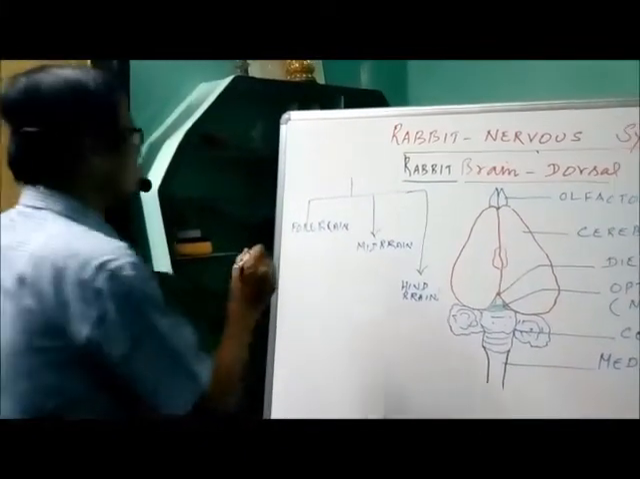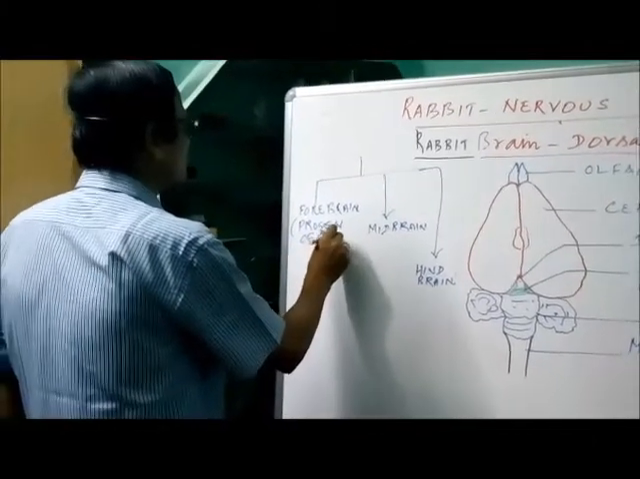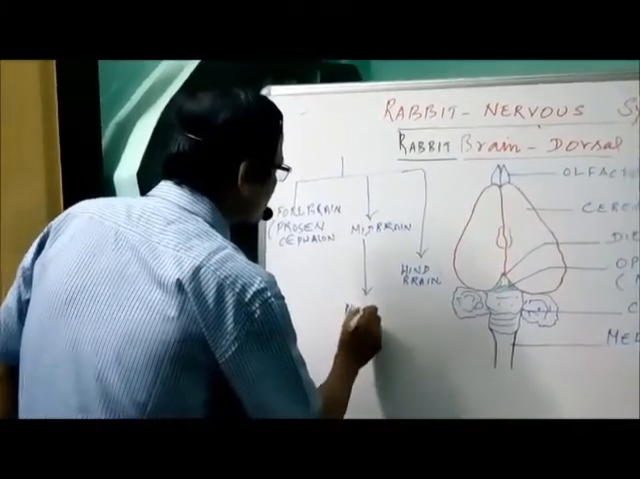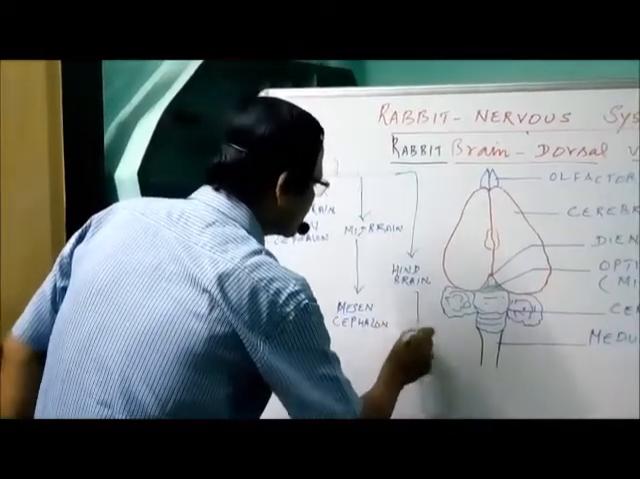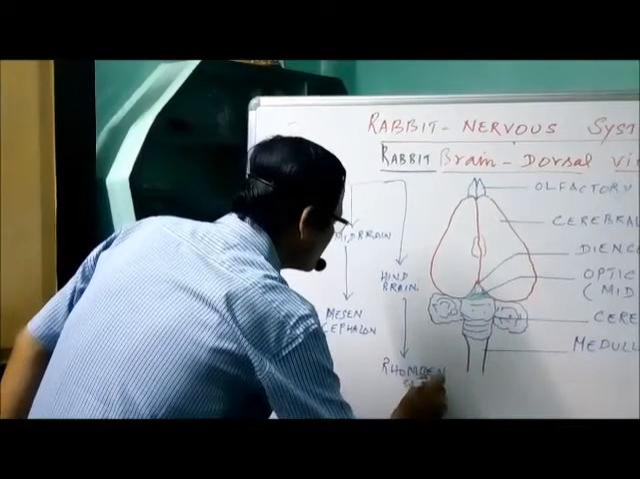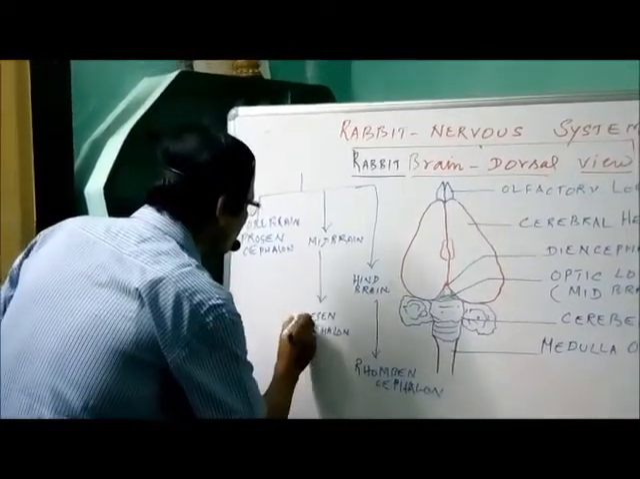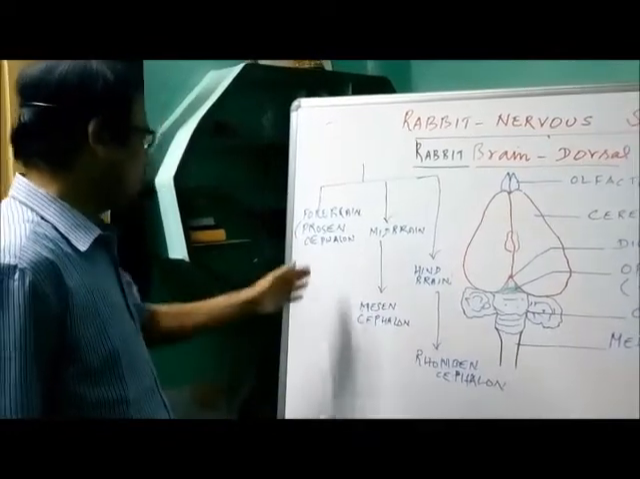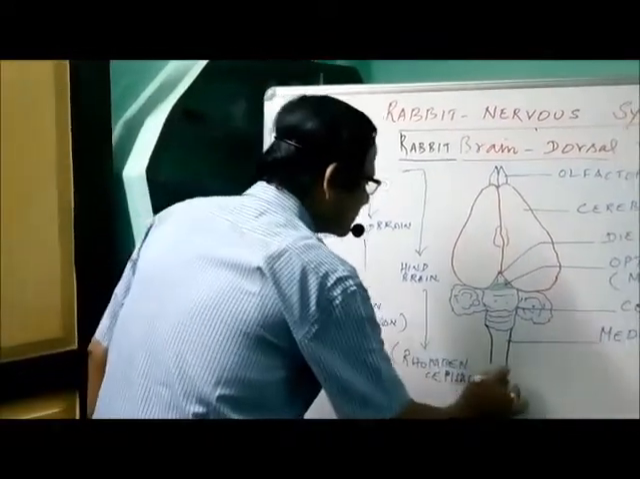The forebrain is also called prosencephalon. The midbrain is called mesencephalon. The hindbrain is called rhombencephalon. These are the three divisions: forebrain, midbrain, hindbrain. The forebrain is otherwise called prosencephalon, the midbrain mesencephalon, and the hindbrain rhombencephalon.